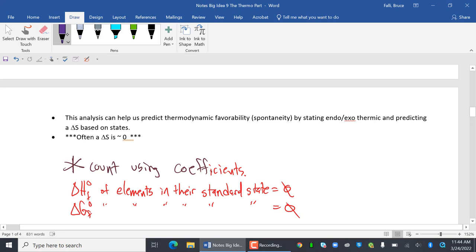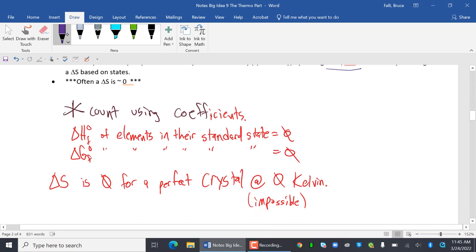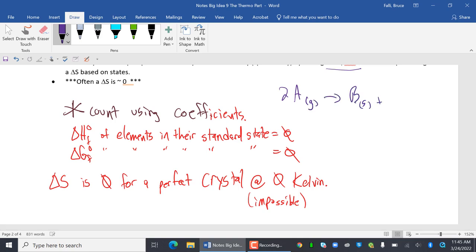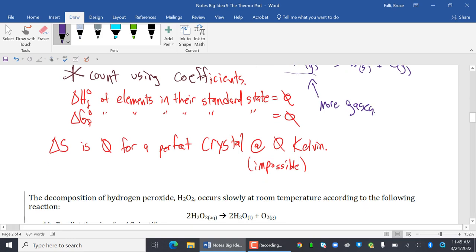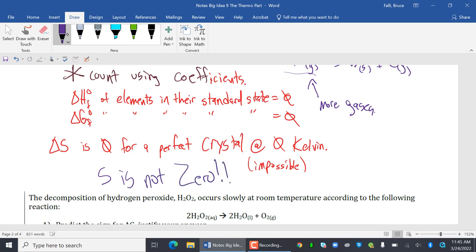This analysis can help us predict thermodynamic favorability, spontaneity, by stating the endo-exothermic and predicting delta S based on states. Often a delta S is really close to zero. So when we're trying to figure out the state of matter, if I have 2A gas yields B solid plus C gas, this side has more gases. So delta H of elements are standard. That means you've got to use the coefficients when you do this. Delta Hf naught of elements in their standard state is zero. Delta Gf naught of elements in their standard state is zero. S is zero for a perfect crystal at zero Kelvin. What that means is S is not zero, ever.